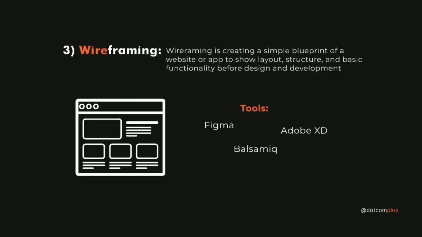The third step is wireframing. Wireframing means creating a simple blueprint of the app or website. It shows the layout, structure, and basic functions before we move into design and development. At this stage, we use tools like Figma or Adobe XD to create the wireframe of the app.